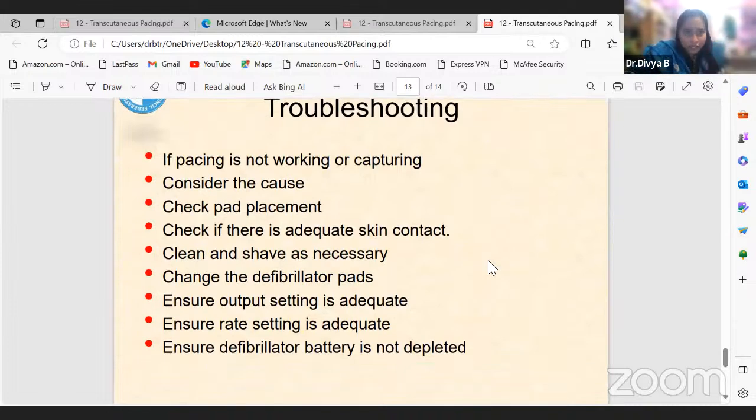Always check if the patient is bradycardic and the impulse is not generated, and if you can see that the pacing impulse is not on the screen, make sure you go with your troubleshooting and check everything and make sure it's all okay.